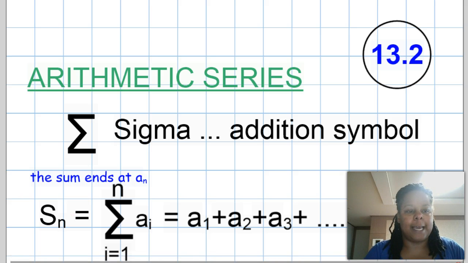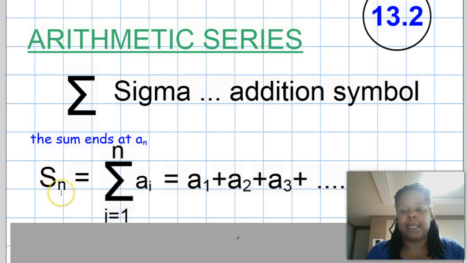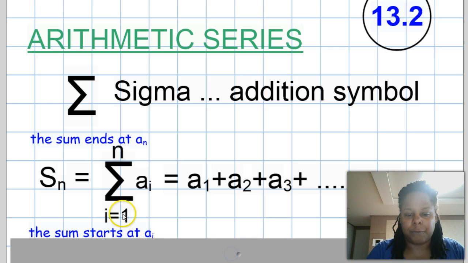Okay, so in this case, we refer to the sum of n terms, and n can be any number from 1 to whatever, infinity. The first term is usually i equals 1, the term a sub 1, but it doesn't have to be. And the last term is n. So this indicates that the sum is going to end at a sub n, which is the nth term of the sequence. And it's going to start at a sub i, which is, in this case, the first term of the sequence, but it can be actually any term.